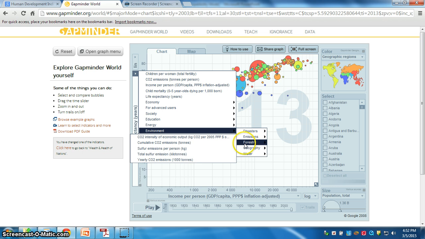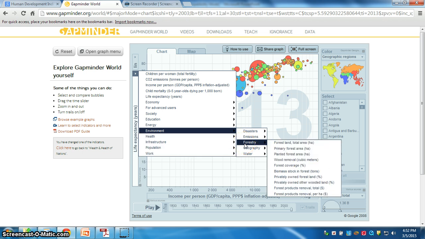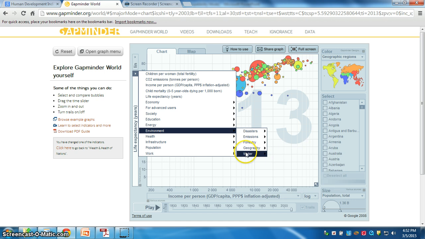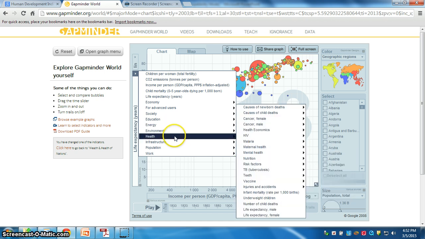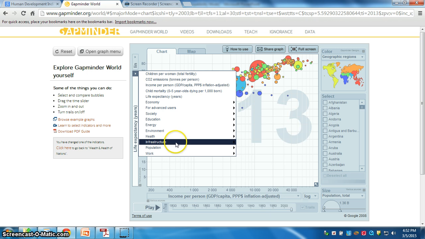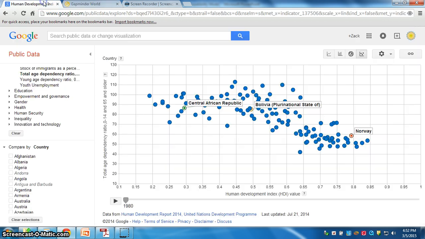Looking at the environment in terms of emissions and pollution, forestry, and the amount of forests that are being cut down. Talk about access to water, health, the infrastructure that's available in a country. All these are different indicators that you can use to discuss development and to get a better sense of how developed countries are. Same thing with the Human Development Index website.